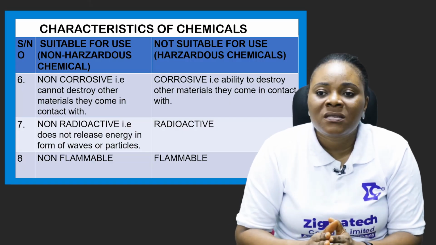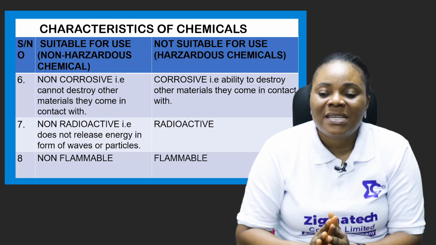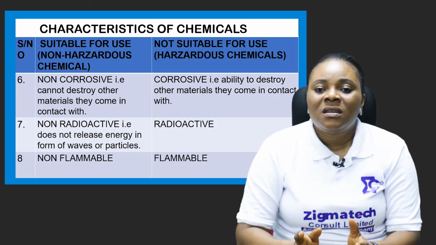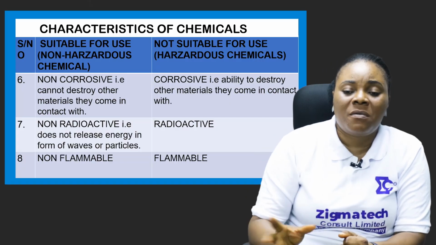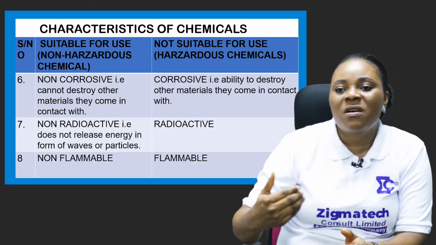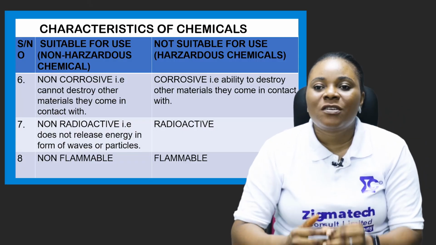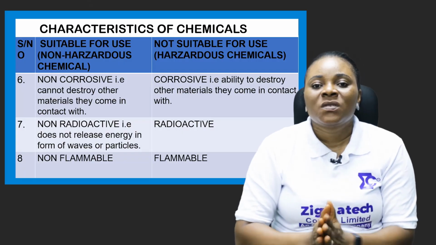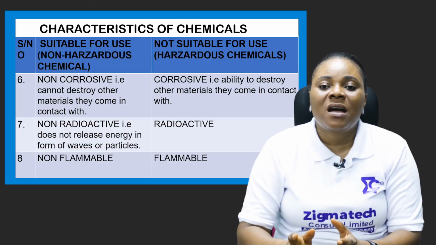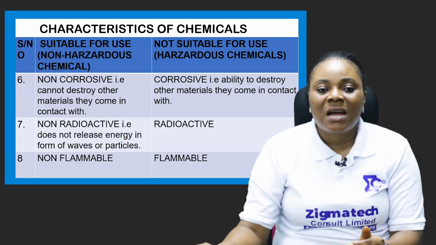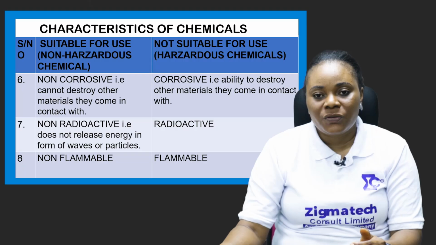But for the ones that are not suitable for our use, they are highly flammable. You have the likes of petrol, kerosene. They tell you to keep away from fire. Most of these chemicals, they put the instruction on it, keep away from fire, because they are not suitable for our direct use. So these are the characteristics of chemicals, the ones suitable for use and the ones that are not suitable for use.